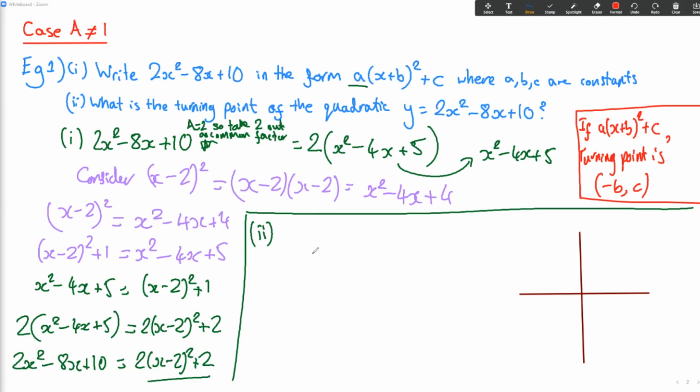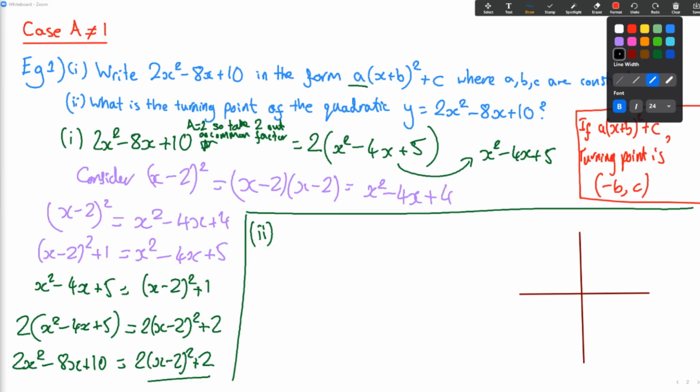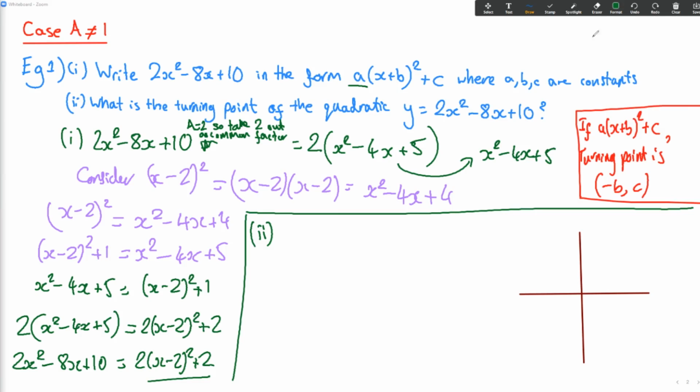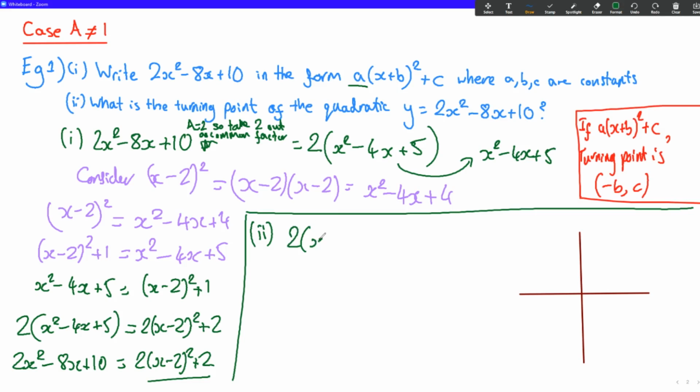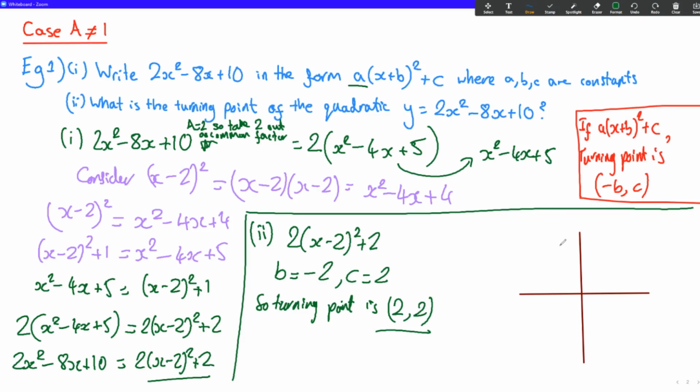Okay, so let me do that. So now we have the completed square form, this. Now our b here, we can see it's minus 2, sorry, and our c is 2. So now we want minus b, c. So the turning point is, well, minus b, so that's 2, and just c. So it's 2, 2. And we can put it in here.